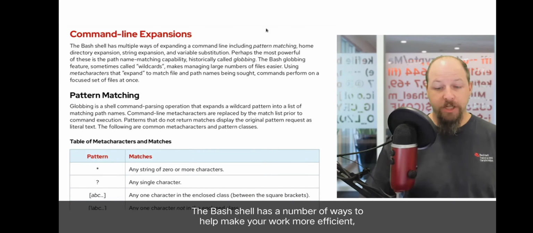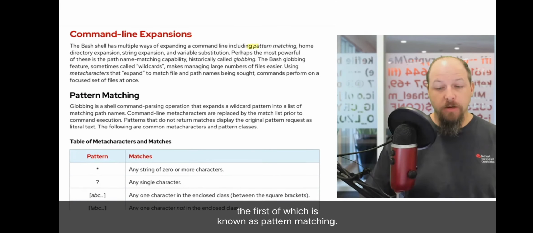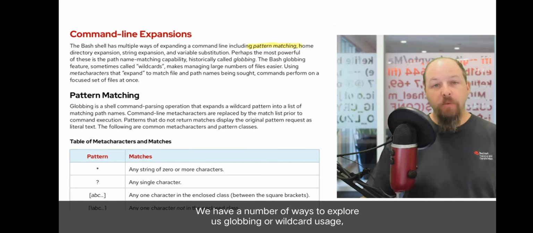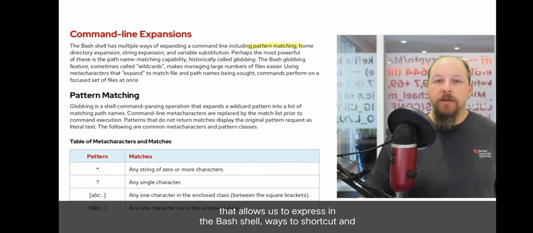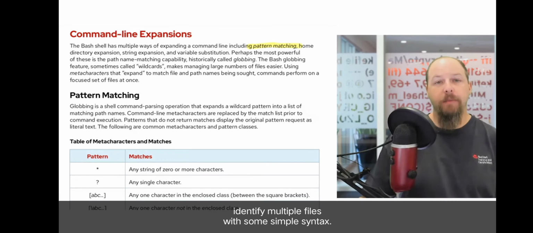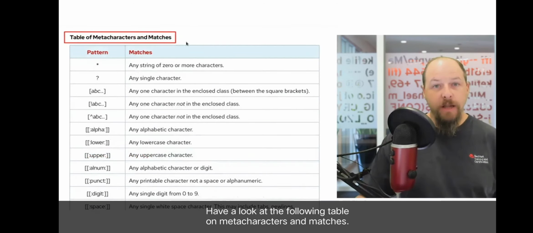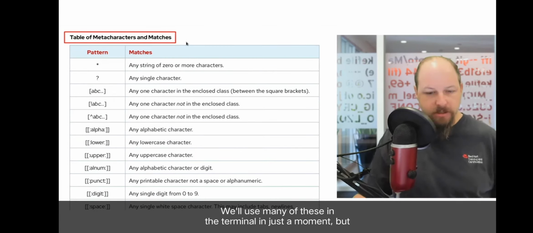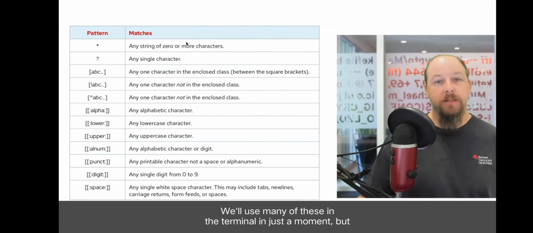The bash shell has a number of ways to help make your work more efficient, the first of which is known as pattern matching. We have a number of ways to express globbing or wildcard usage that allows us to express in the bash shell ways to shortcut and identify multiple files with some simple syntax. Have a look at the following table on meta characters and matches.